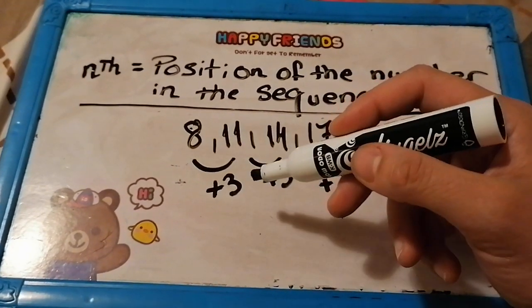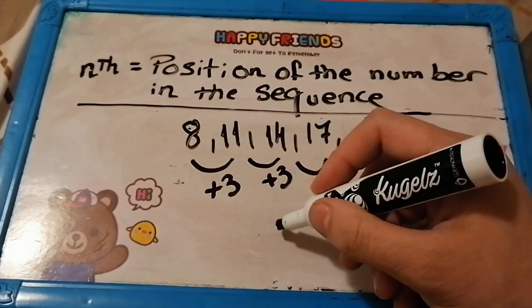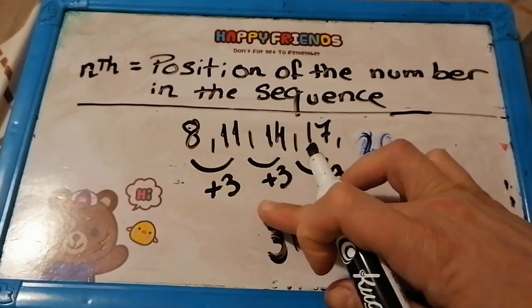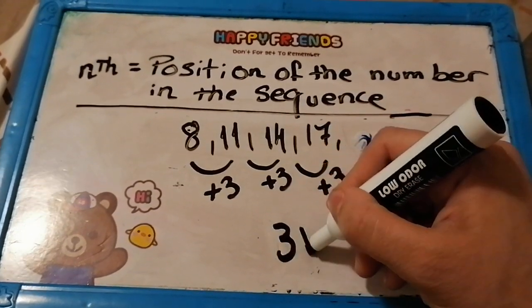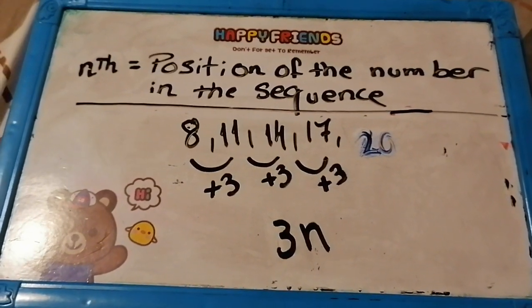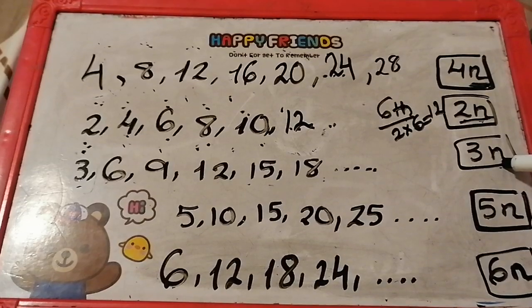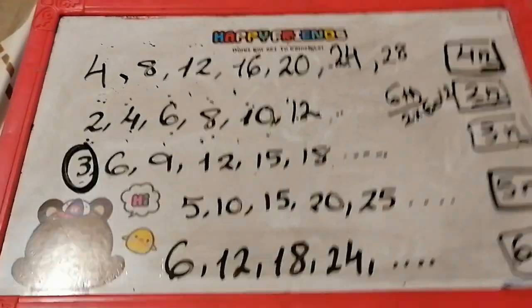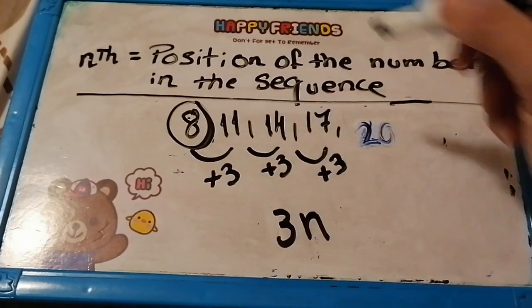We agreed that for the sequence that's counting by 3, I have to write 3n, right? I have to write 3n. Let me write it more clearly. I have to write 3n, right? But if you notice, when I wrote 3n, the sequence started with 3, right? But the sequence that I'm working with now is starting with 8, right?